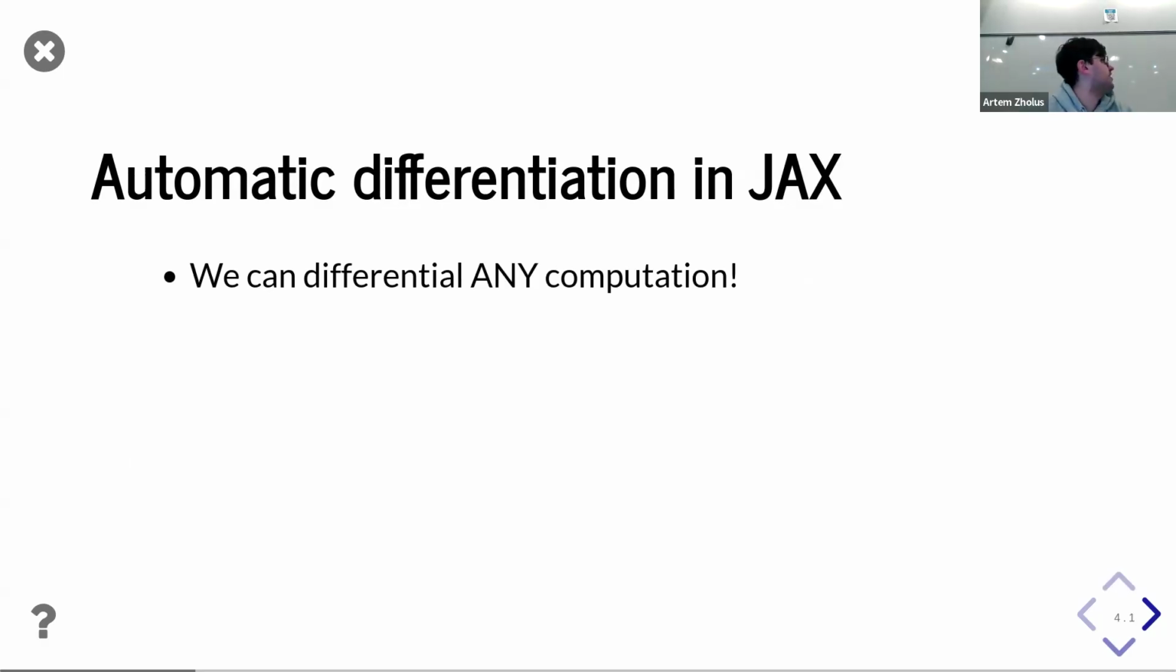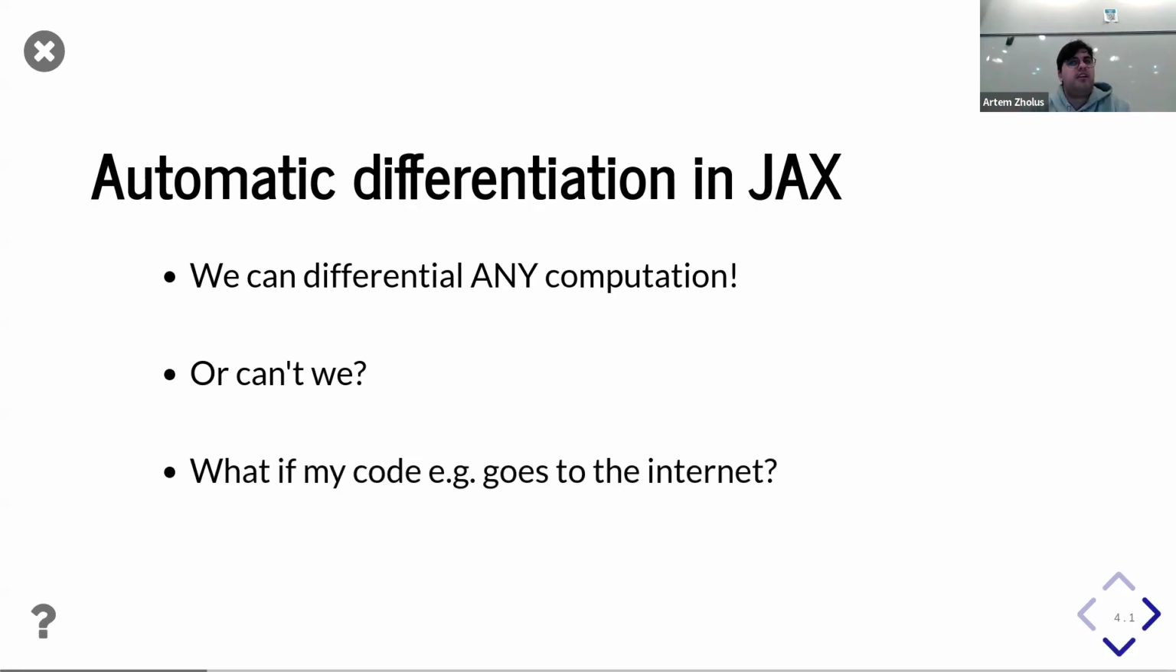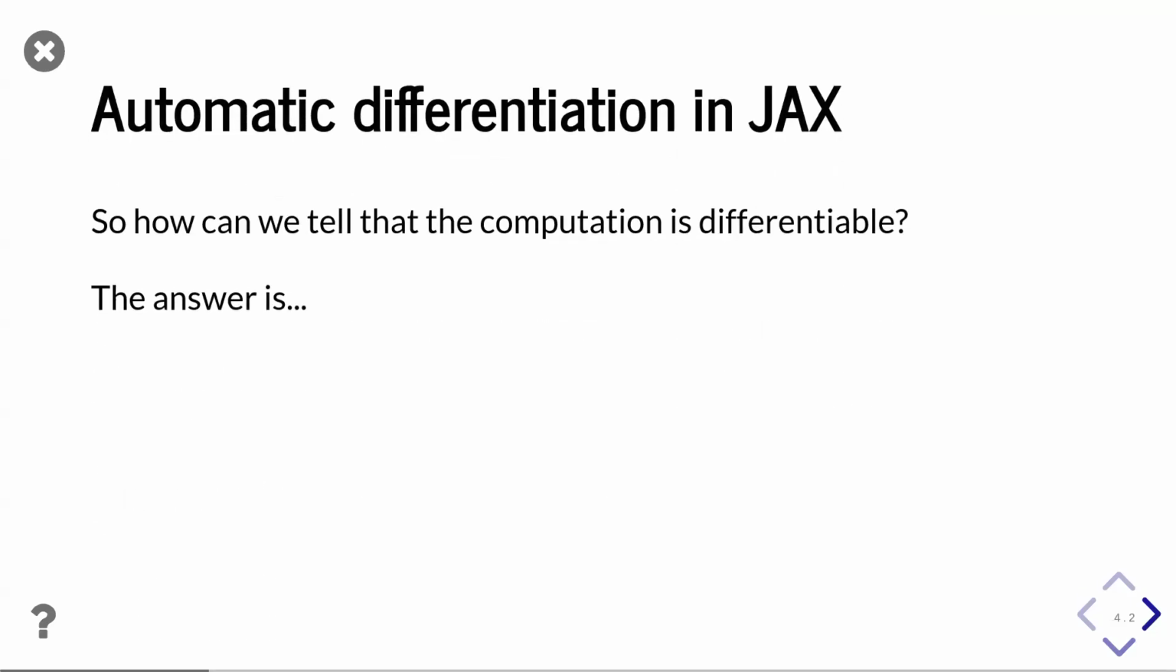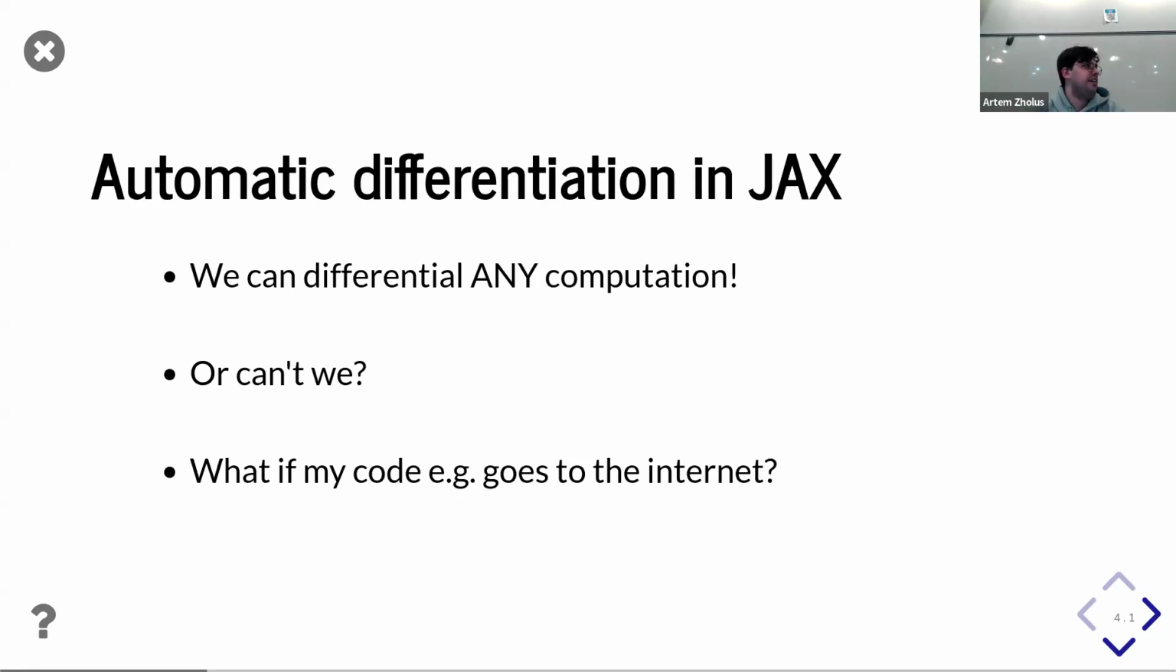JAX can, in theory, differentiate any computation. However, you can think that there is stuff that I can do that is completely different from plain computation, such as going to the internet, or calling ChatGPT, or reading from the user's keyboard. What happens in that case? Unfortunately, not all computations are properly executable by JAX. Not all computations are friendly to JAX.